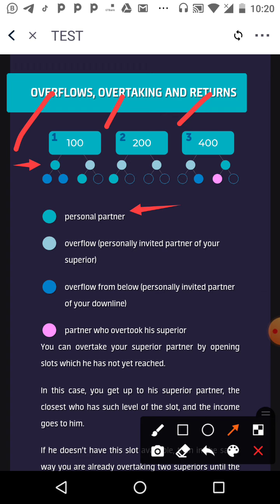Okay, so the second one means overflow. Overflow is a personally invited person of your superior. Overflow means people who come in from your superior. Let's say you join me, or you join Olaide or some of these big top guys. They give you overflow. I can give you overflow, but FHS can also give you overflow. But are these overflows willing to make you money? Just thank God that you have somebody.